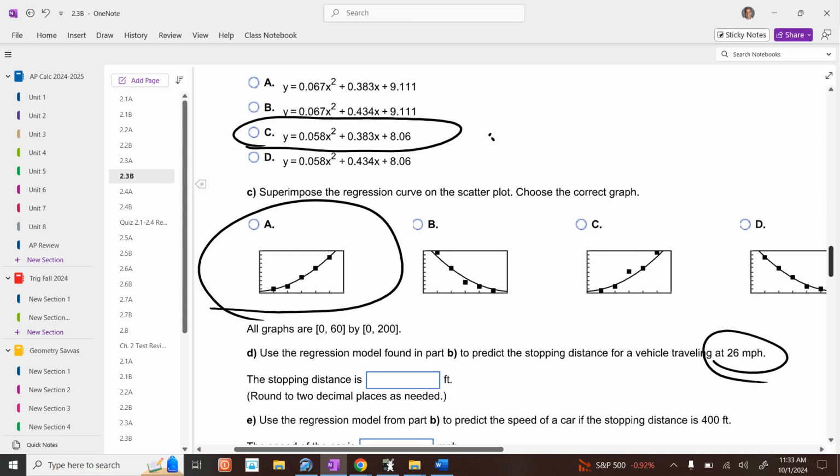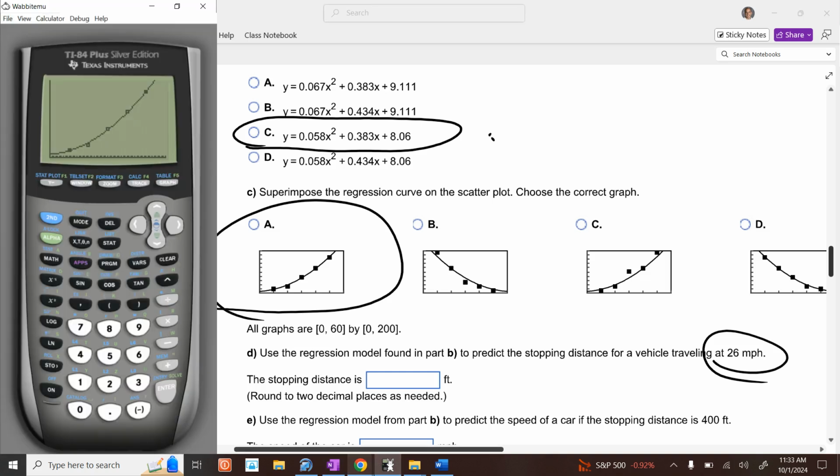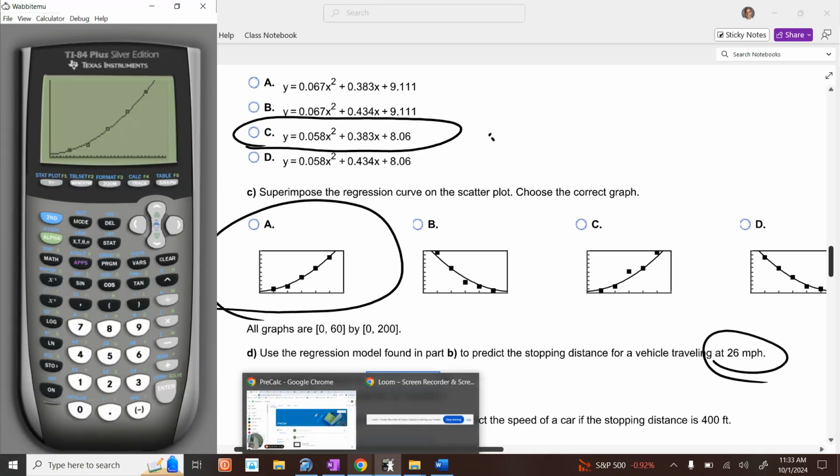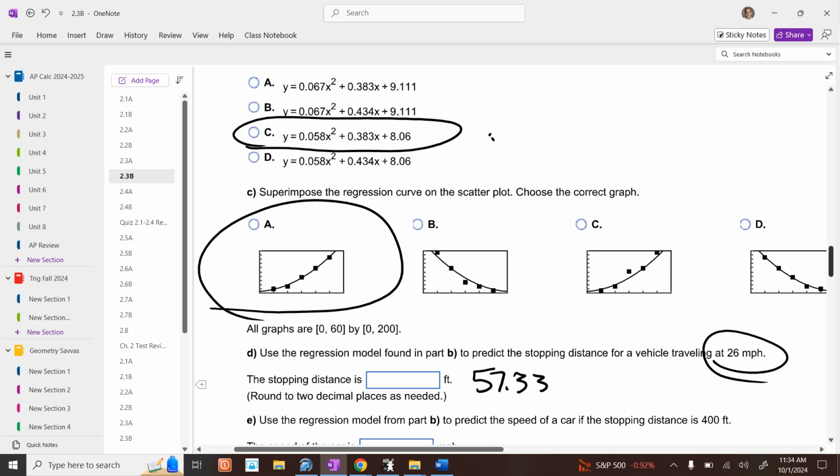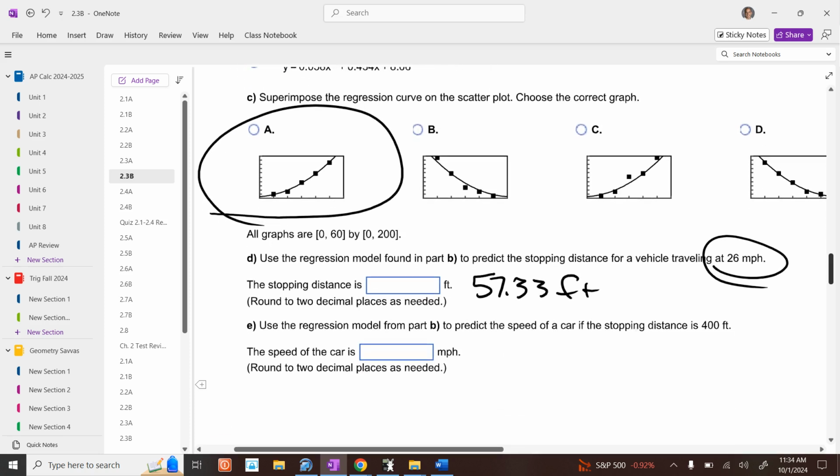At 26 miles per hour, we're supposed to guess the stopping distance. Well, our graphing calculator can help us with that. We go trace, but we don't want to be on the dots. We want to be on the line. To be on the line, press your up arrow, and now you're on the line. Then type in 26 to get an x value of 26. What's your stopping distance at 26? Well, it's 57.33 feet. So the graphing calculator with its regression equation will help you find things in between.